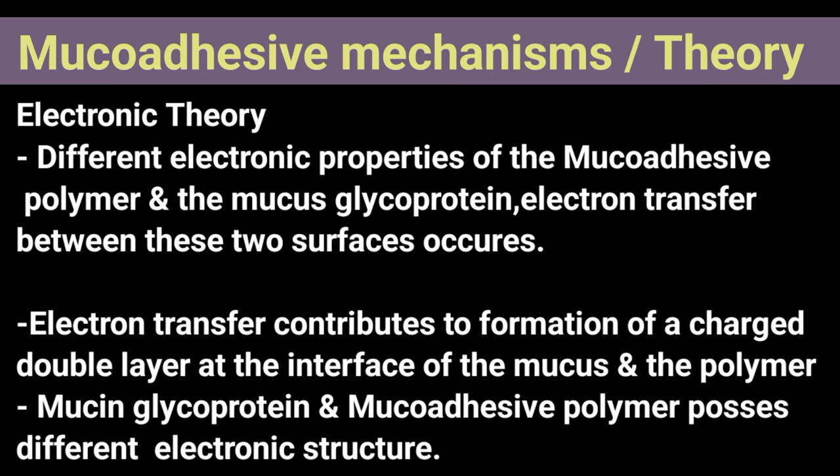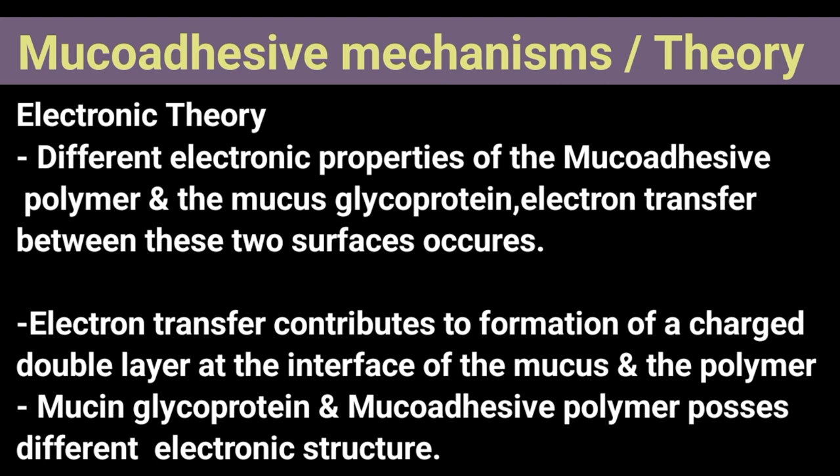So there are different electronic properties of a mucoadhesive polymer and the mucous glycoprotein, so it is easy for electron transfer between these two surfaces to occur. So yahan pe hum dekh sakte hain ki dono ki jo electronic properties hai, mucoadhesive polymer and mucous glycoprotein, so these are different. So that's the reason that the electron transfer is easy to form, and when electron transfer is formed, then the interfacial contact time or intimate contact time will develop between the two surfaces.